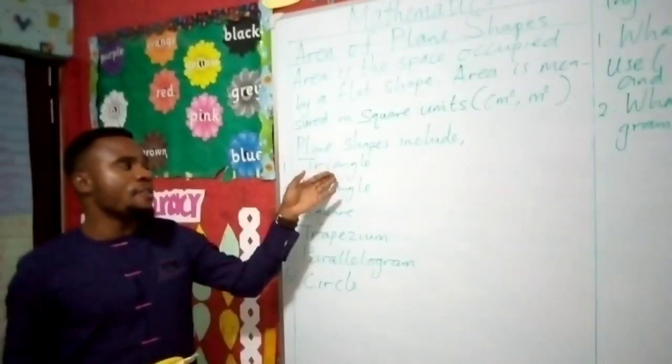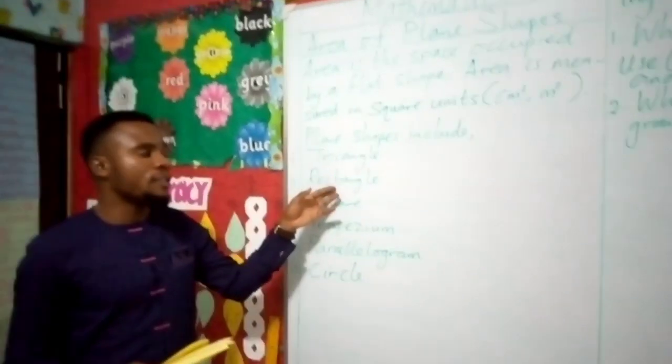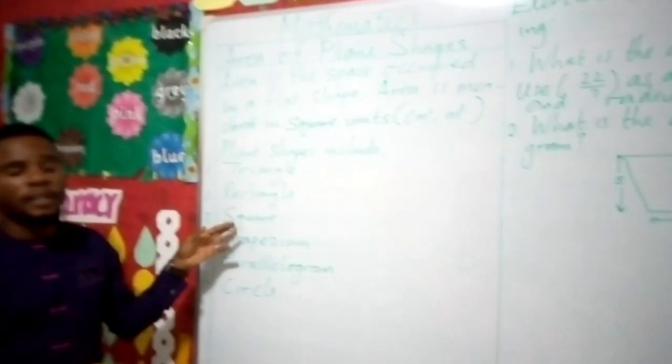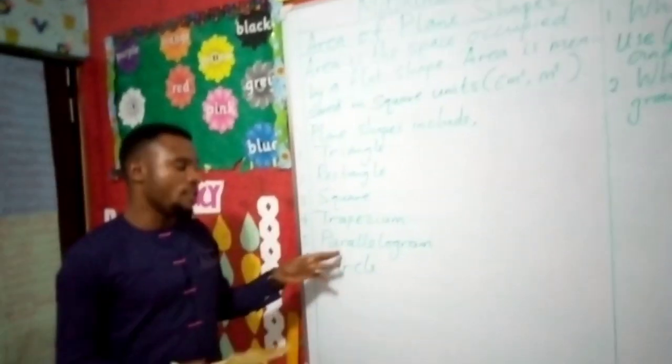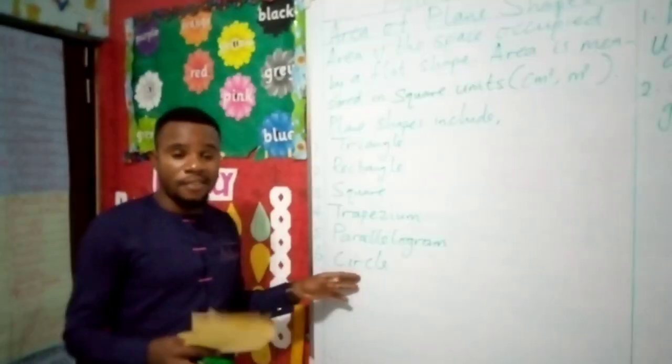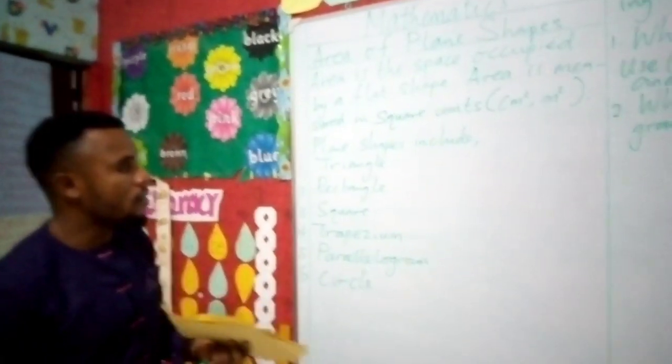How do you calculate the area of a triangle? How do you calculate the area of a rectangle? How do you calculate the area of a square? How do you calculate the area of a trapezium, the area of a parallelogram, and the area of a circle? In the last class, what did I say?